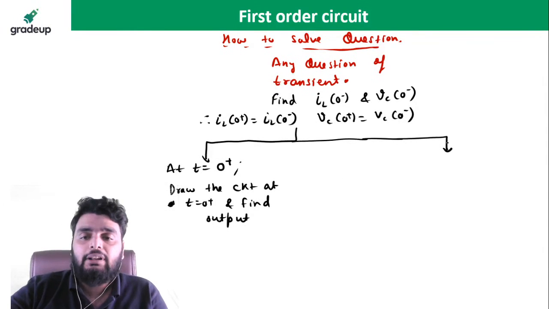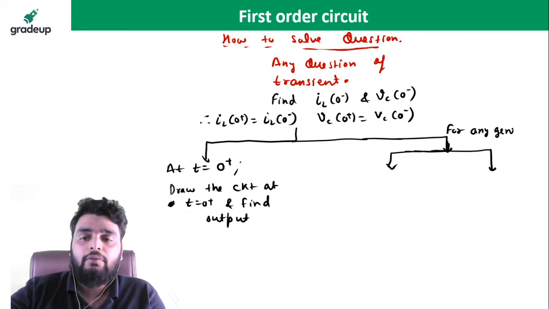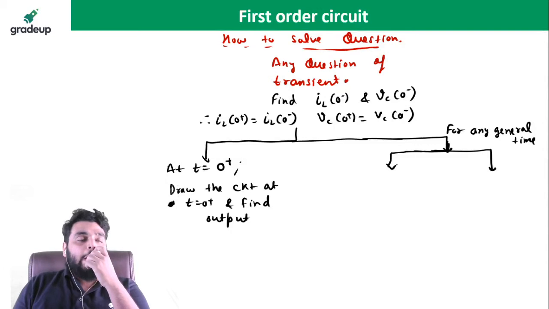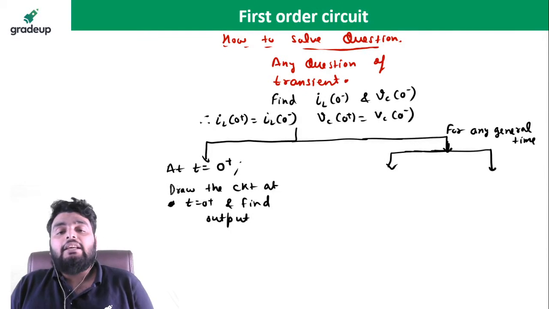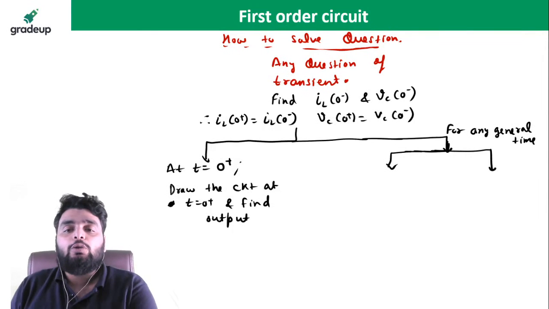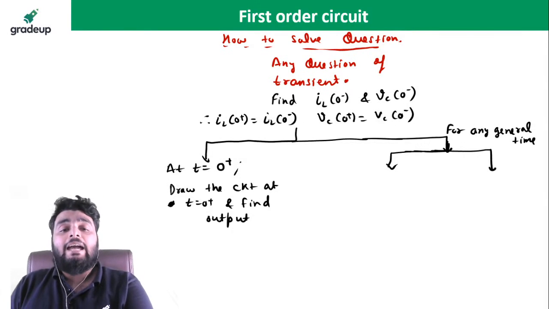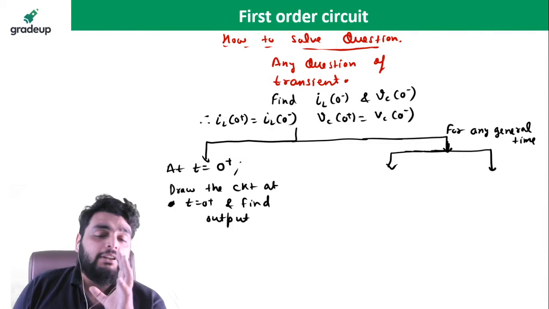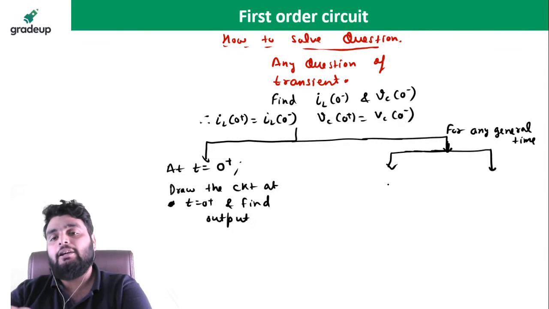Now, if they are not asking anything at t equal to 0 plus, if they are asking for any general time, for example, they are asking you the equation of current, or the equation of voltage, or what will be the current at t equal to 4 seconds, what will be the voltage at t equal to 6 seconds, for any general time rather than 0 plus, whatever they are asking, first you have to check whether the circuit is of first order or second order.